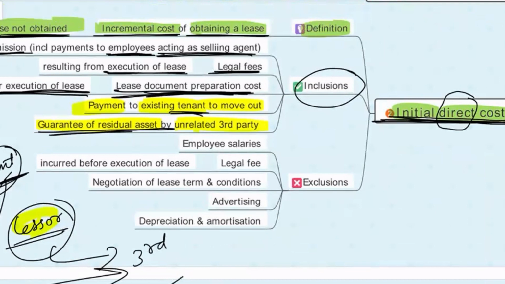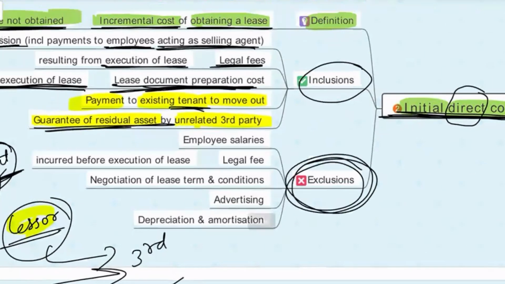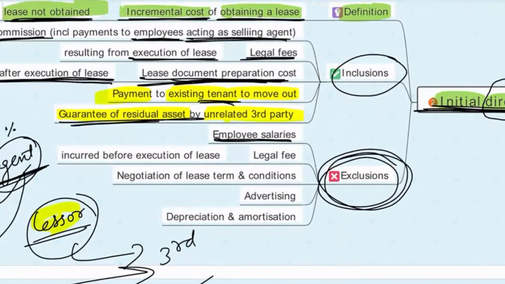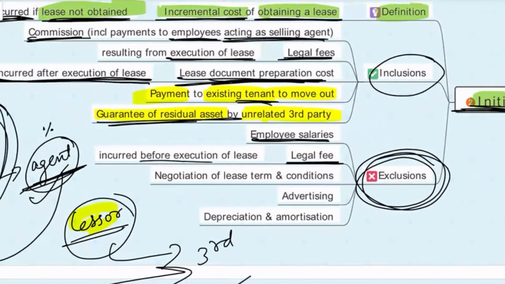I hope you understood what all is included in your initial direct cost. We are going to now understand what is going to be excluded from your initial direct cost. Suppose there are any employee salaries being paid, where the employees are not helping us to obtain a lease, then in such case, if they are general employees, you will not include their salaries in initial direct cost. Suppose then there are legal fees, but these legal fees you have incurred before the execution of lease. The lease is not yet sure here. Okay, you're not definite whether the lease is going to happen or not.